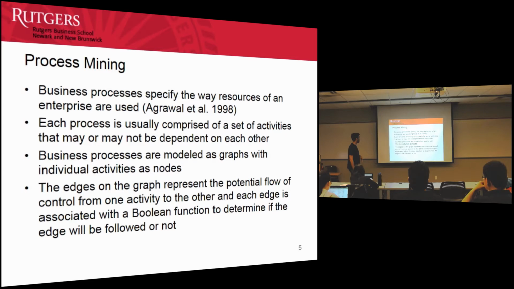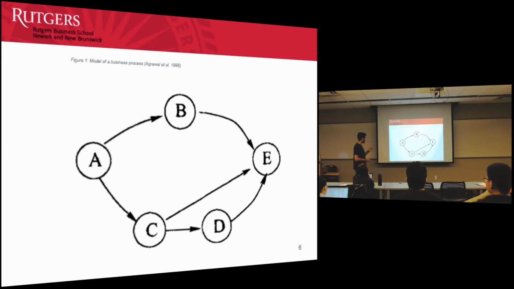First of all, business processes specify the way resources of an enterprise are used. Each process is comprised of a set of activities that may or may not be dependent on each other. Business processes are modeled as graphs with individual activities as nodes. The edges on the graph represent the potential flow of control from one activity to the other, and each edge is associated with a Boolean function to determine if the edge will be followed or not. This is an example of a process where there are 5 activities, and the edges are the flow from one activity to the other.